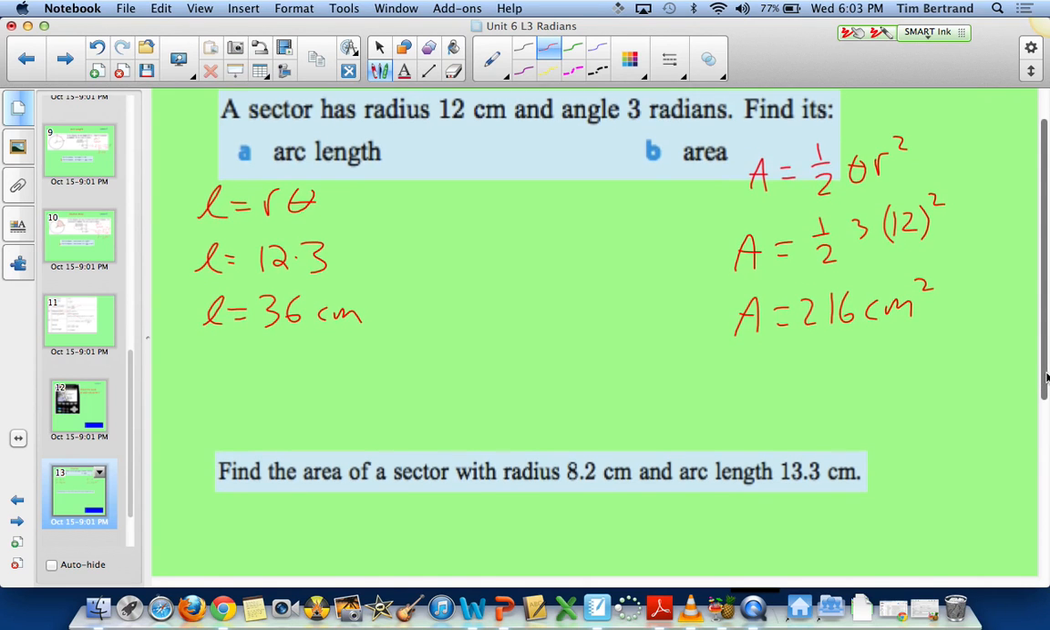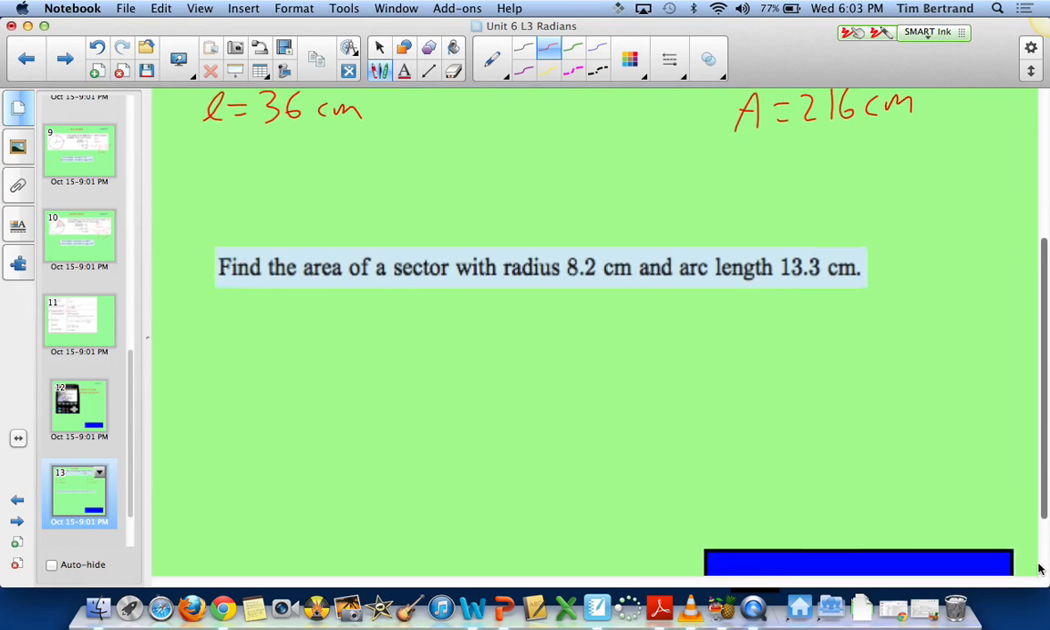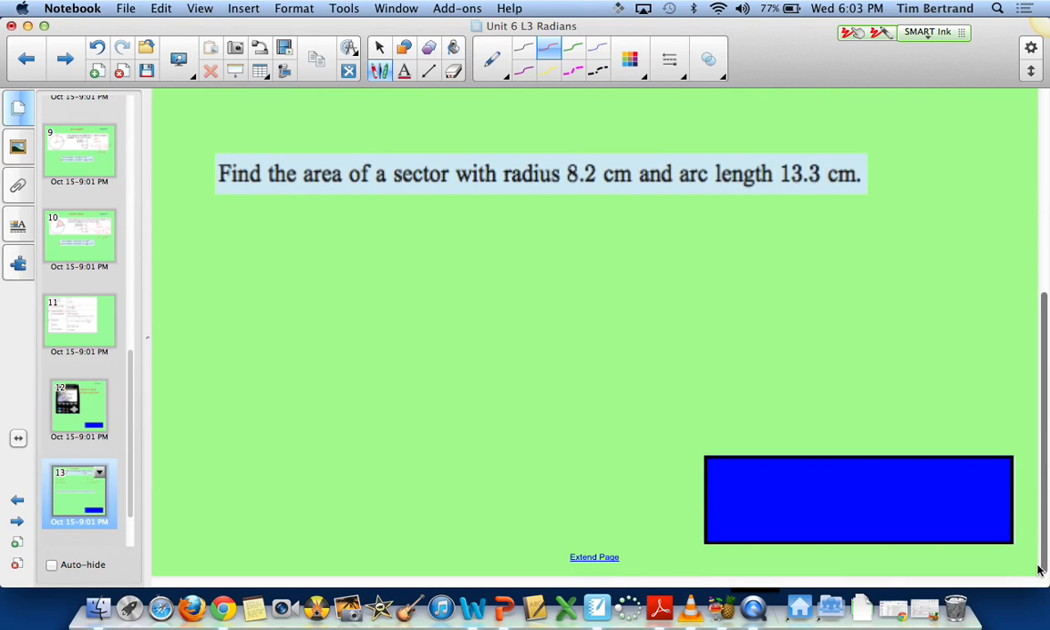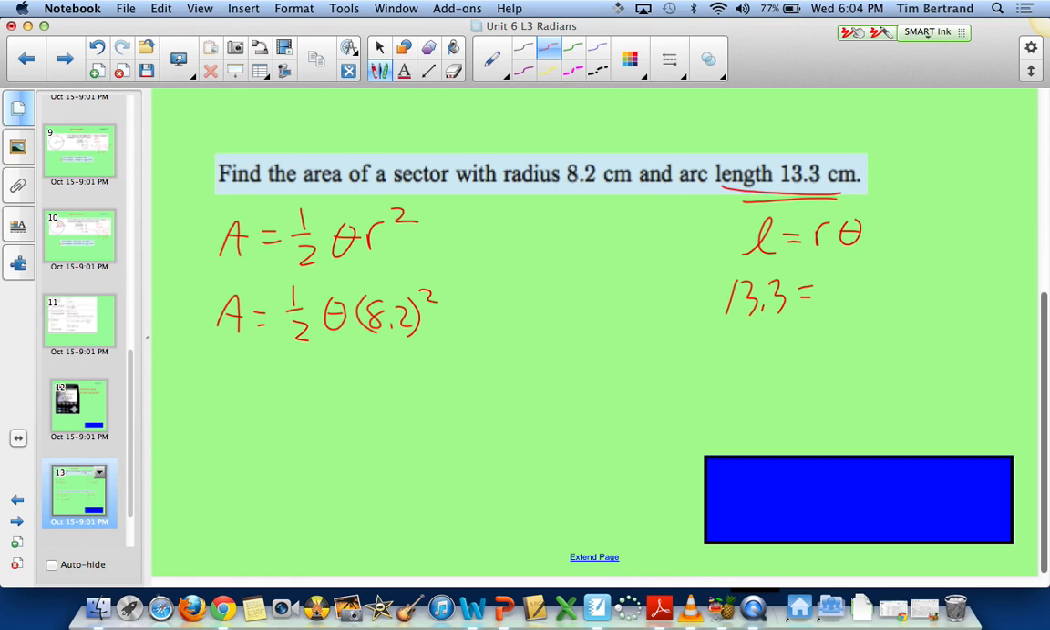Last problem. Why don't you try this one on your own, see if you can get it. Go ahead and hit pause. I want to find the area of a sector, so I use the same formula again. Substituting in, theta is the angle in radians. I don't have that, so I'm just going to leave this alone. And radius is 8.2 squared. So I need to know what theta is, the measure of the angle. Well, they've also given us the arc length, and I know that the formula for arc length is r times theta. So arc length is 13.3 equals the radius, which is 8.2 times theta.